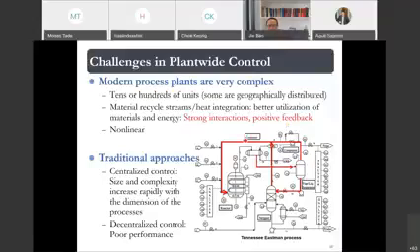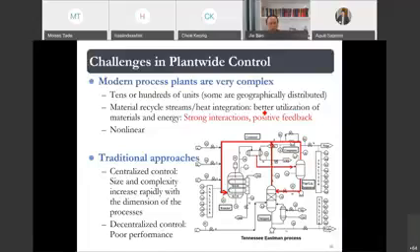So if you look at, we have a process diagram here. This is the diagram of the Tennessee Eastman process. The red lines indicate the mass recycles in the system. And also, most process units are nonlinear. So that makes the control of modern chemical plants a very difficult task.